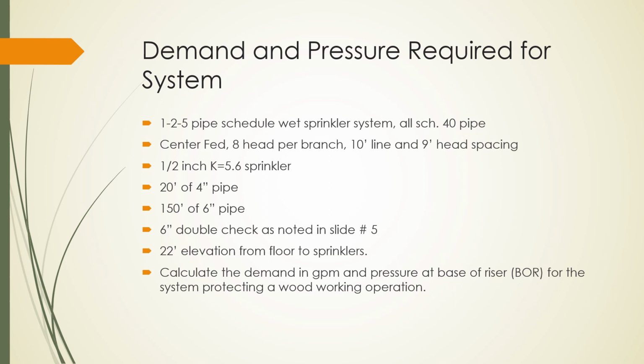We have, as part of the cross main, right outside the 3000 design area, 20 feet of 4-inch line, and we have 150 feet of 6-inch line. And that's also all schedule 40. Then we have a 6-inch double check as noted back on slide 5. We have a 22-foot elevation from the floor to the sprinklers. And let's see if we can calculate the overall demand in GPM and pressure at the base of the riser for a system protecting a woodworking shop.